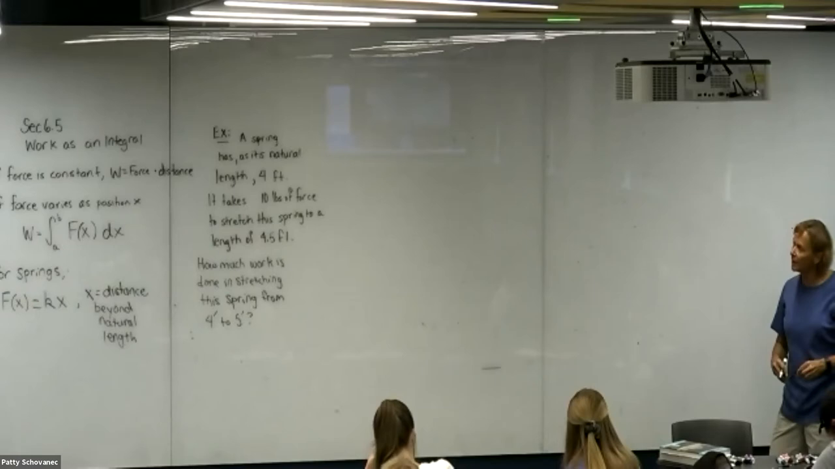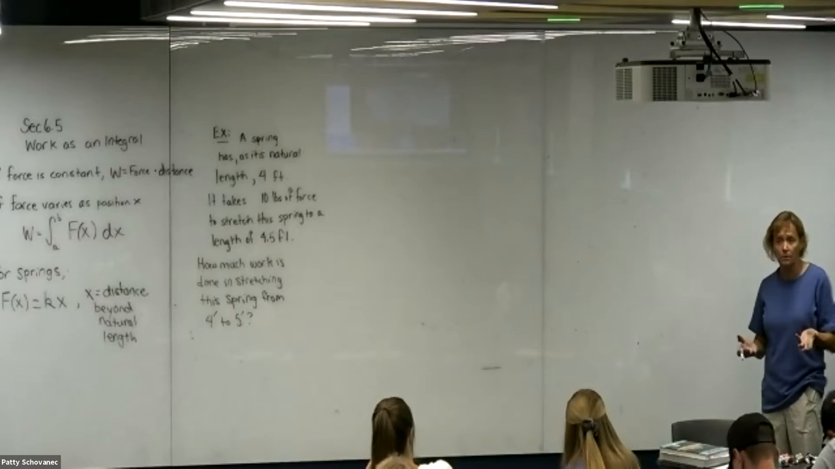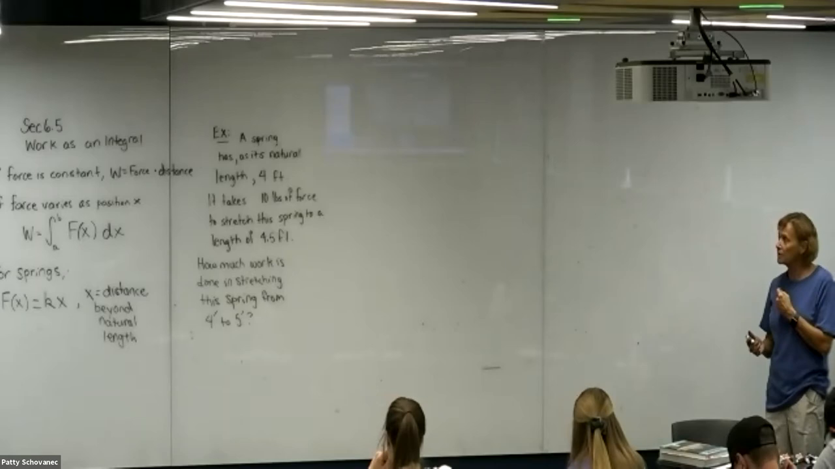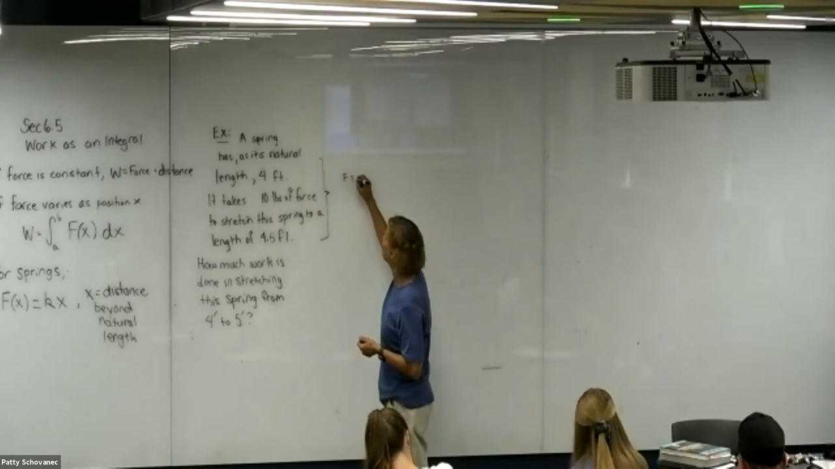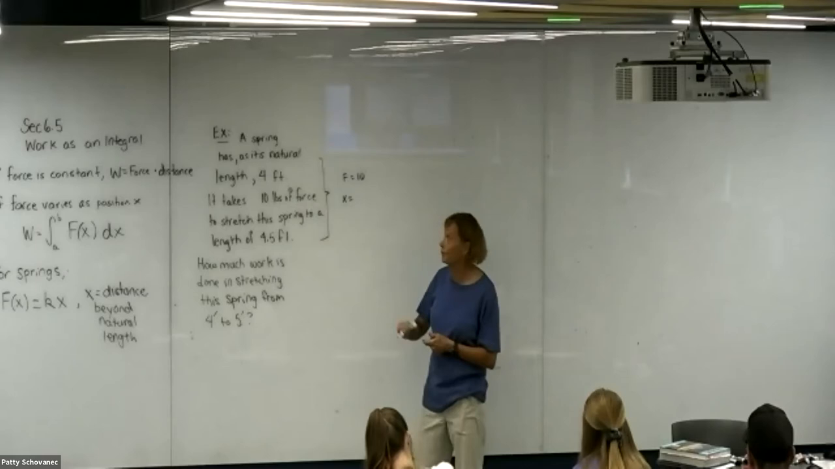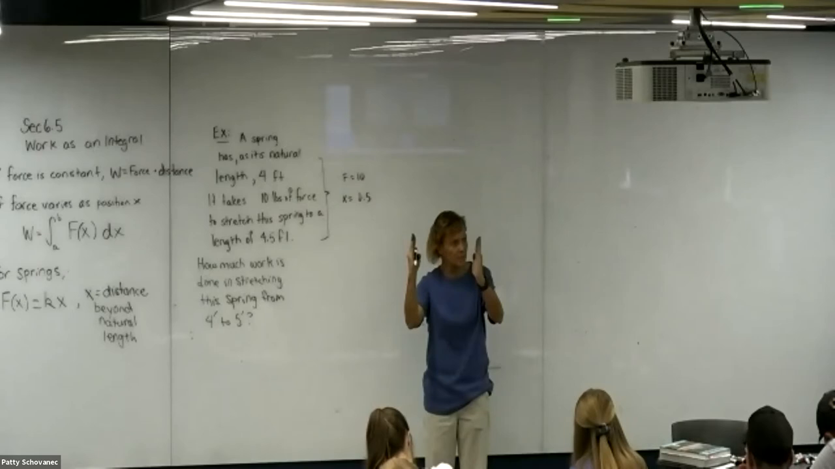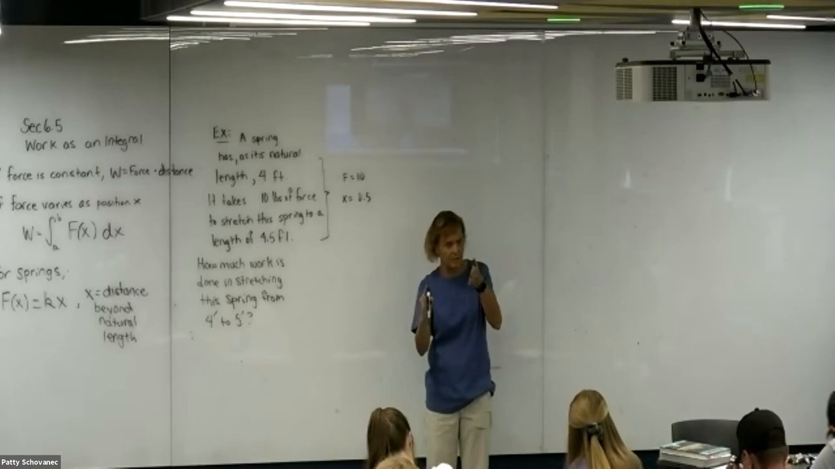When you encounter these spring problems, when we're talking about force and work, we essentially have two steps to do. Find the spring constant and then compute the integral. From the first sentence, we can get the spring constant. I'm given an ordered pair for this particular spring. It says that force is 10 when x is half of a foot. Natural length corresponds to x equals 0. We're measuring distance beyond natural length. So the 4 feet puts the end at x equals 0, and then we go to 4.5 feet, so x is 0.5.